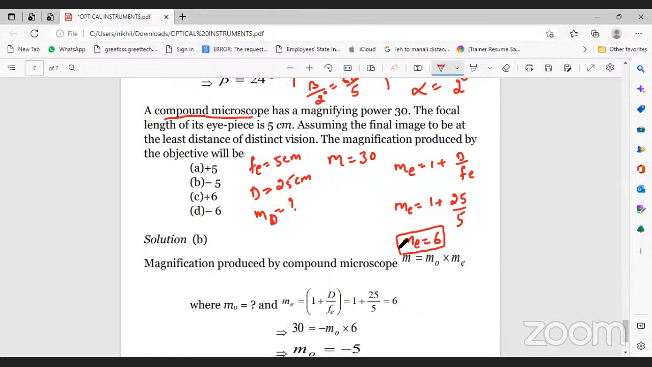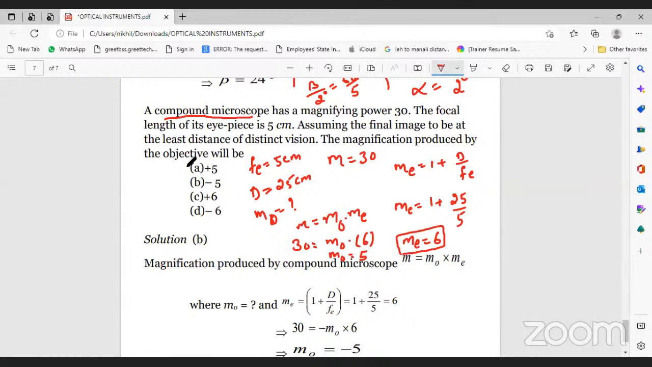Can't you calculate the magnification of the objective lens by using this? You know that the total magnification of the microscope is the magnification of the objective lens into the magnification of the eyepiece. So what is the total magnifying power? 30. What is the magnification of the eyepiece? 6. So what is m naught? 30 by 6, that is 5.